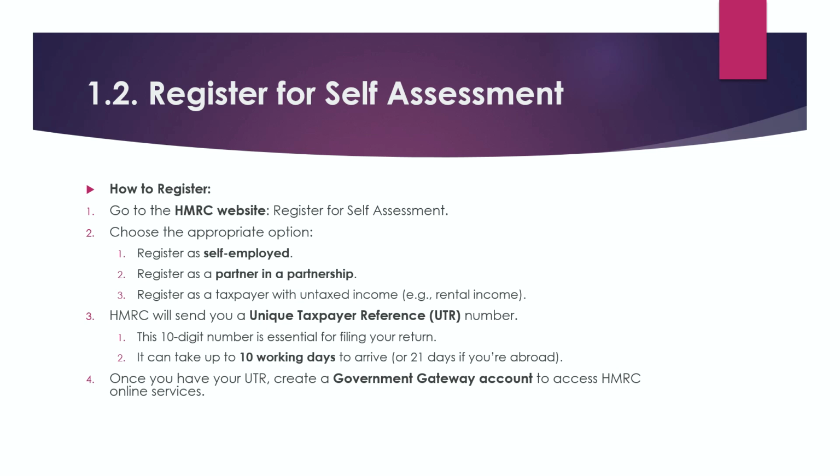HMRC will send you a Unique Taxpayer Reference, UTR, number. This 10-digit number is essential for filing your return. It can take up to 10 working days to arrive, or 21 days if you're abroad. Once you have your UTR, create a Government Gateway account to access HMRC online services.